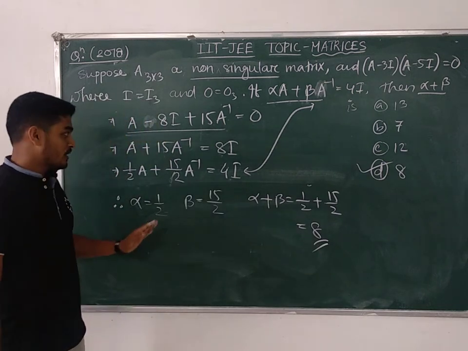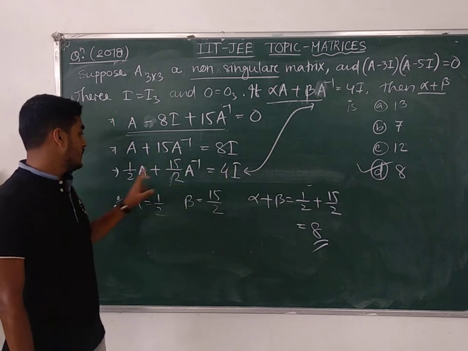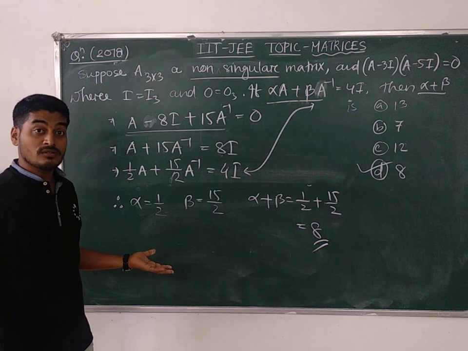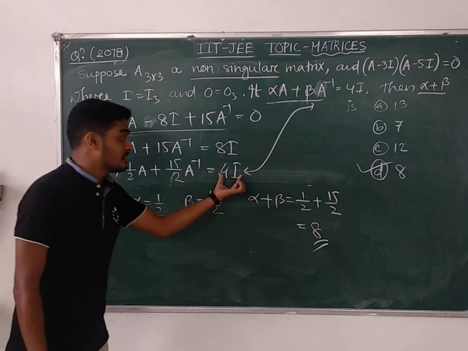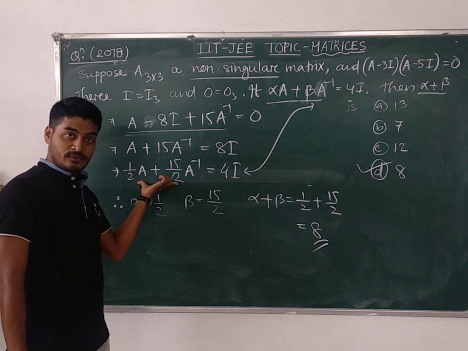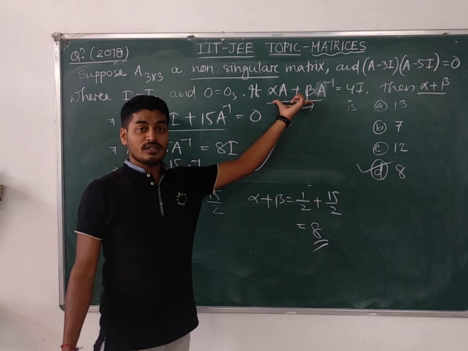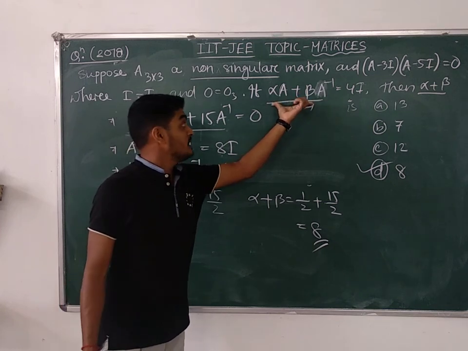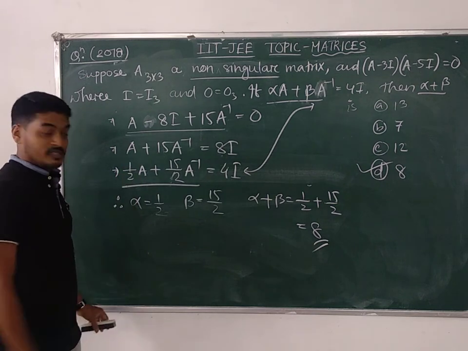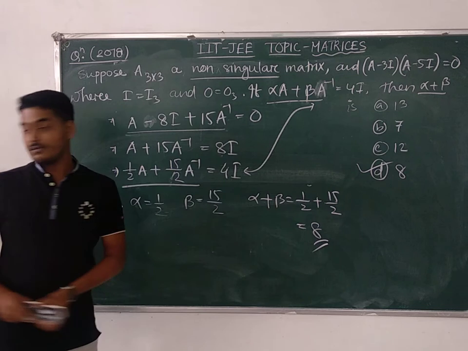How have you got it? That means 4I has two different expressions. One is given already and one we have got after simplification. But 4I should not be equal to two different matrices at the same moment. It is a matrix, so it is not possible for it to equal two different matrices. That's why these two expressions must be equal. That's why, equating the corresponding coefficients, alpha is equal to half and beta is equal to 15 by 2, and alpha plus beta is equal to 8.